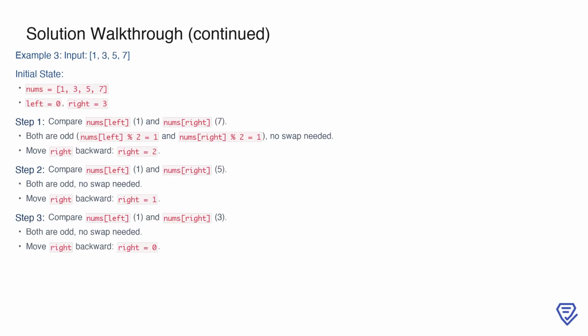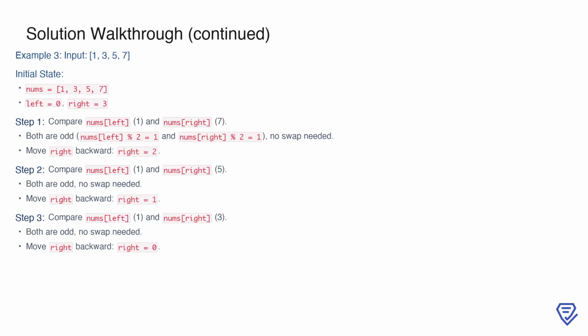For the third example, the input array is 1, 3, 5, 7. Here, all the numbers are odd. The left pointer starts at the first index, pointing to 1, and the right pointer starts at the last index, pointing to 7. Comparing these values, both are odd, so no swap is needed. We move the right pointer backward to position 2. Now, we compare nums[left], which is still 1, and nums[right], which is 5. Again, both numbers are odd, so no swap occurs.